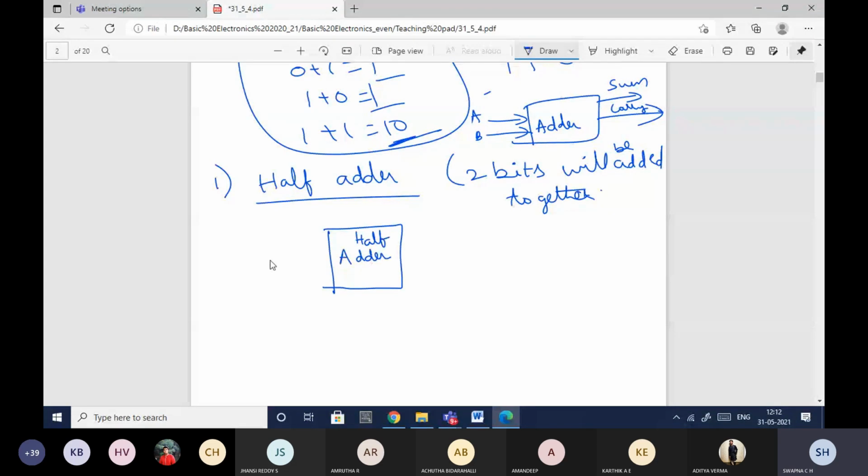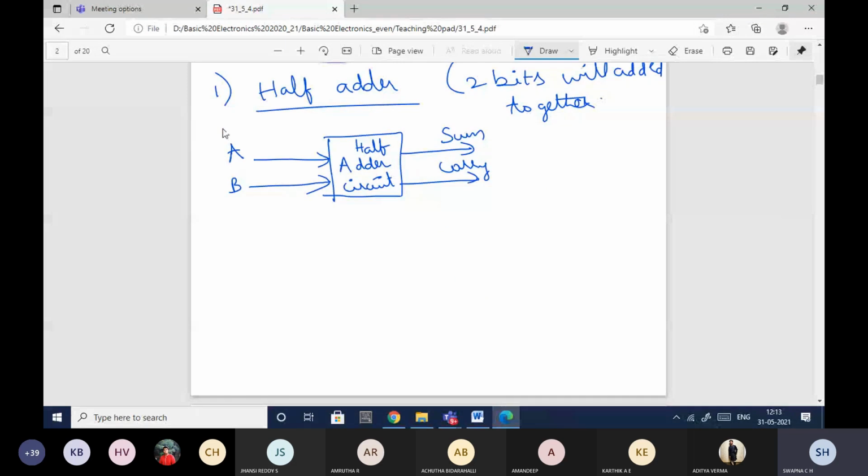The half adder circuit will take two binary bits, A and B, and it will provide me two outputs. The first output is sum and the second output is carry. Okay, so here I need to write the truth table. Since I have two inputs, how many combinations will I get?